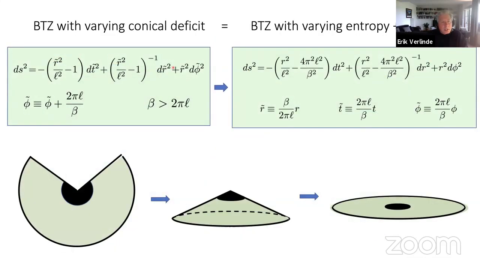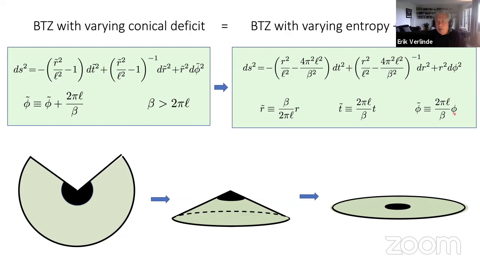Namely, if I take a BTZ with a conical deficit, and here I've chosen a particular BTZ, namely one which has a radius equal to the AdS radius. But the thing that's varying is its angular coordinate. So if beta is some parameter, then phi is no longer periodic modulo 2 pi, but periodic modulo this angle. But now this geometry is actually the same as a BTZ geometry with a different radius, you might say. Indeed, I'm going to rescale all these coordinates, which I have called r tilde, t tilde, and phi tilde, by the same factor beta over 2 pi l, although here it's the other way around. But in such a way that if you put all of these quantities in here, the geometry becomes again BTZ. And now we have achieved that phi is again periodic modulo 2 pi.